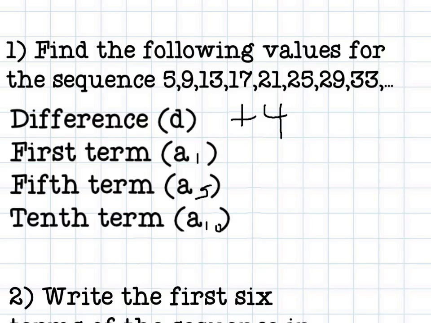What is the first term in the sequence? First term is identified by a subscript 1. Well, the first term is the one, obviously, that's in the front. So your first term here is 5. Now it asks for the fifth term. You know it's asking for the fifth term because it has a subscript of 5. So if you count and go through it, what is the fifth term in this sequence? We have 1, 2, 3, 4, 5. So the fifth term in the sequence is 21.